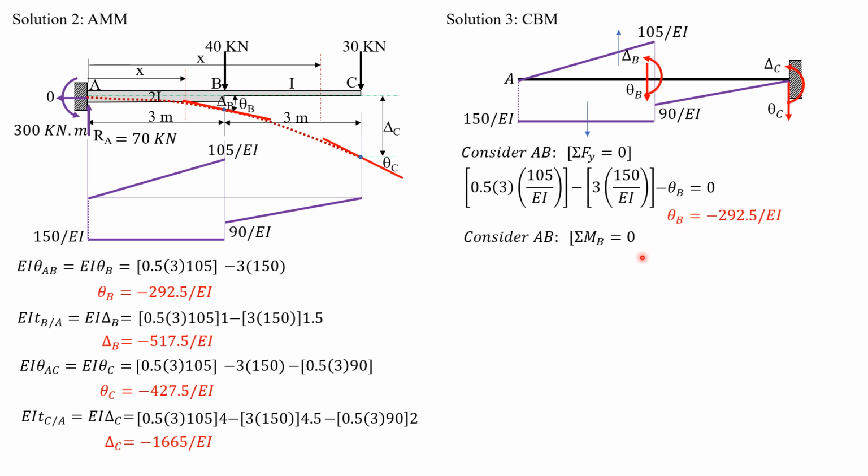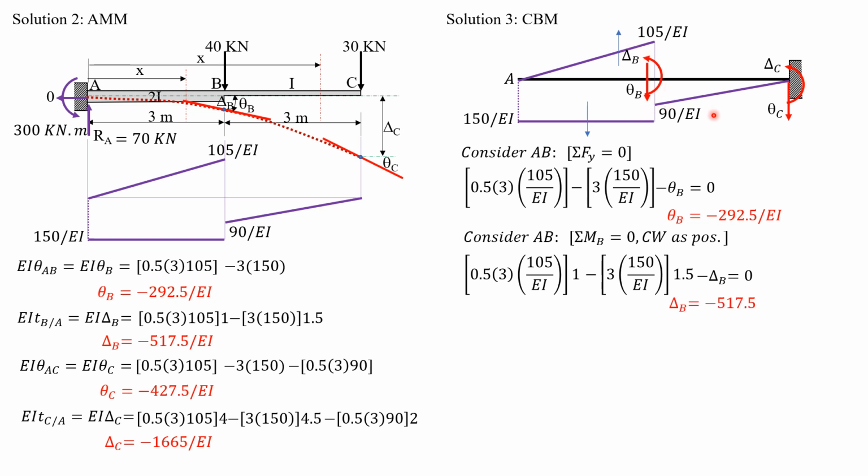So solving for theta B is negative 292.5, the same as this and the same answer as that of the double integration method. Then summation of moment about B, still considering AB, clockwise positive. So we have quantity 0.5 times 3 times 105 times 1 minus 3 times 150 times 1.5. The moment arm is 1.5. Then minus delta B equals 0. So solving for delta B, it is equal to negative 517.5 over EI, just like before.